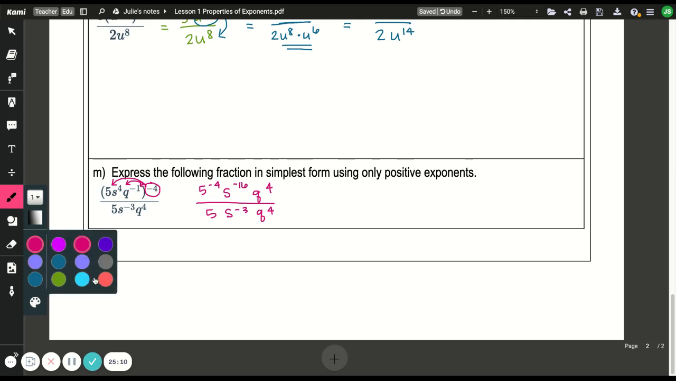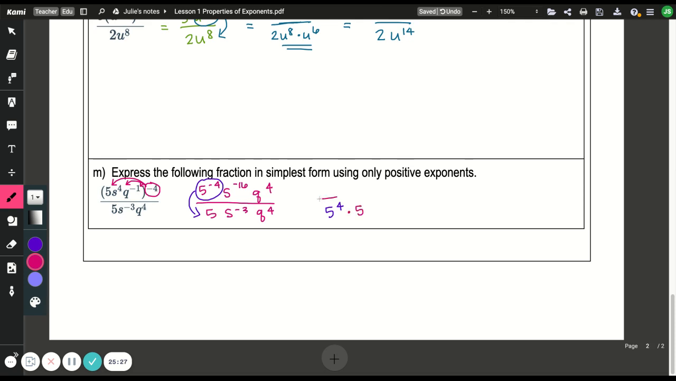Okay, so let's move the stuff that needs to be moved. This 5 has a negative exponent, so I'm going to move it down to the bottom. So I get 5 to the 4, and then I already had this 5 down there. I'm going to move this s to the negative 16 down to the bottom and change it to s to the positive 16. I could move the s cubed if I want, but I don't want to, and I'll show you why.